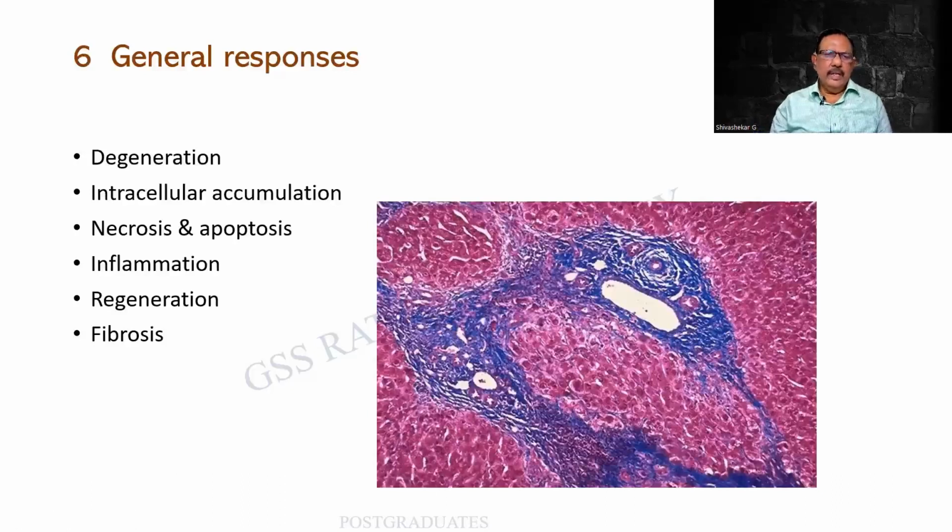What are the 6 general responses that are seen in the liver which you would like to diagnose? It can be degenerative disease. It can be intracellular accumulation, necrosis, apoptosis, Councilman bodies, for example. Inflammation, regeneration, and then fibrosis. Look at this one. You find that there are bands of fibrosis, and then there is a lobule which is devoid of a central vein. And of course, this is called effacement of architecture. So fibrosis, Masson's trichrome is shown over here. To demonstrate any of these, you will be needing a liver biopsy.